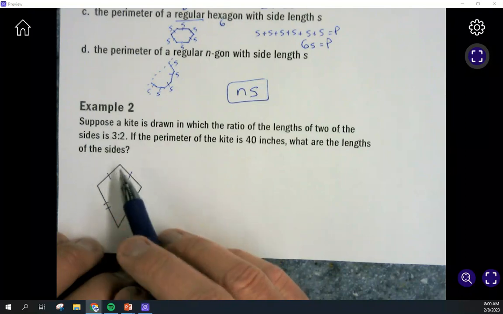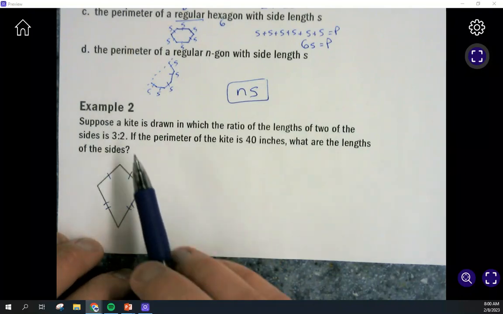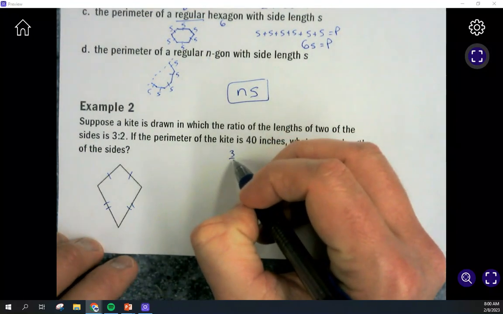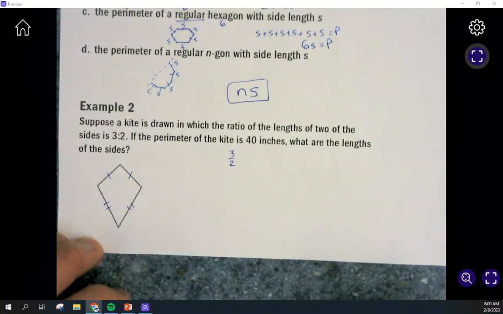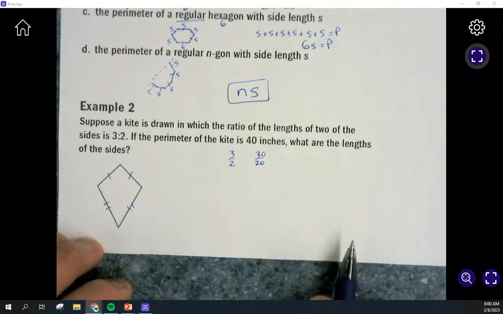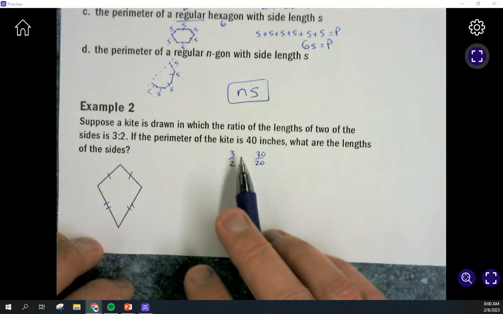Now, this is not telling you that the sides are 2 and 3. It's saying the ratio is. So ratio is kind of like your fraction, 3:2. So guess what? 30 to 20 simplifies to 3:2. So that's a ratio of 3:2.